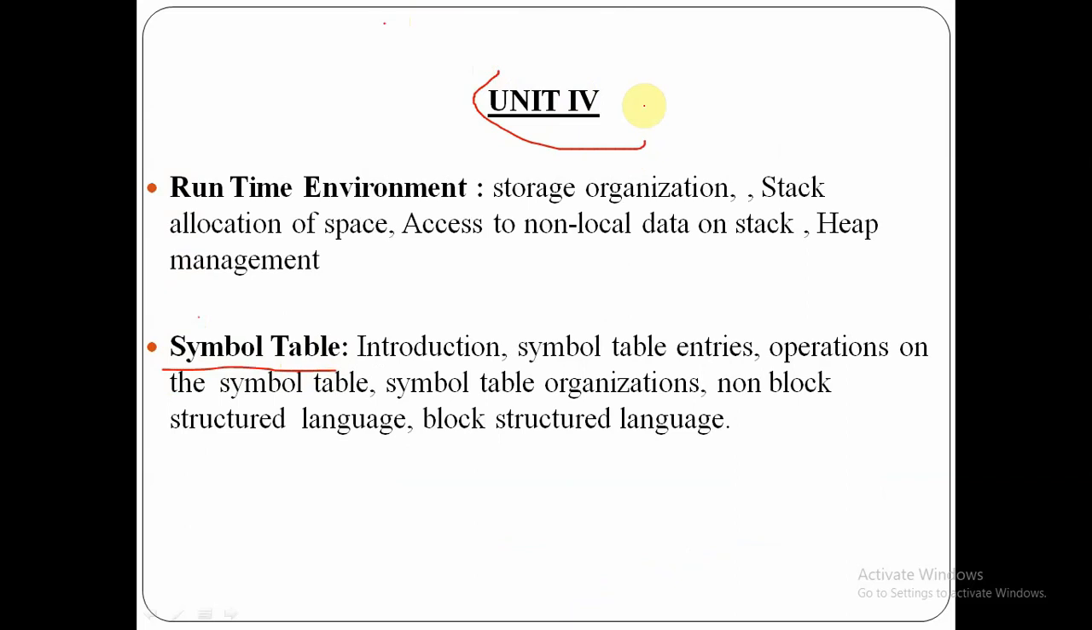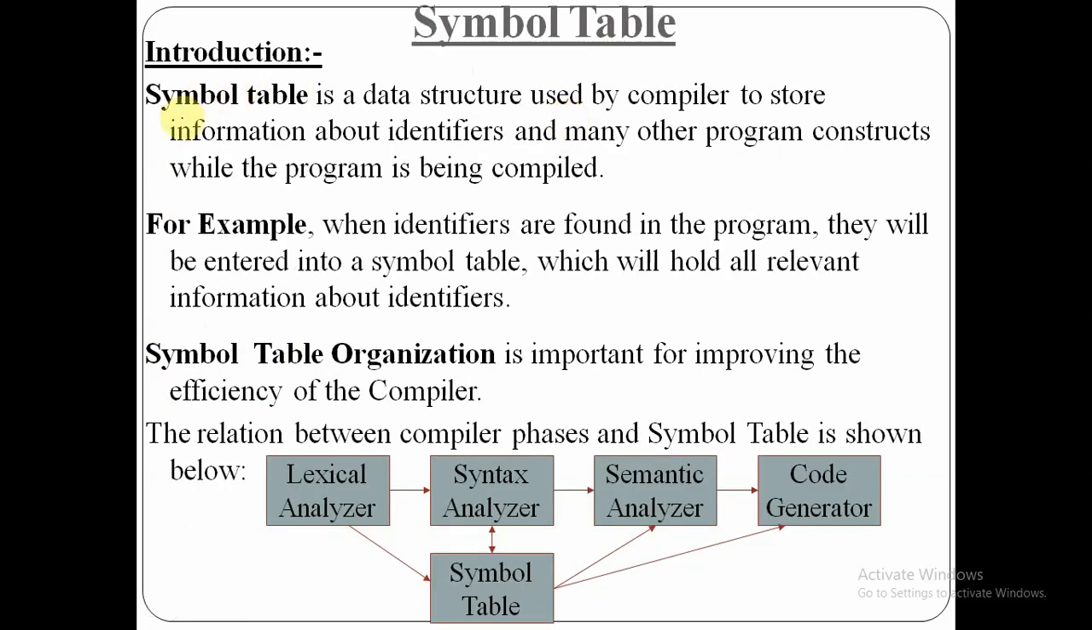In this video I am going to explain the symbol table chapter of the compiler design subject, which belongs to unit 4 syllabus. What is a symbol table? A symbol table is a data structure used by the compiler to store information about identifiers and many other program constructs while the program is being compiled. That means when the program is being compiled, it stores identifiers and many other program constructs of the source code in the symbol table format so that this information will be used in all the phases of the compiler during the compilation process.